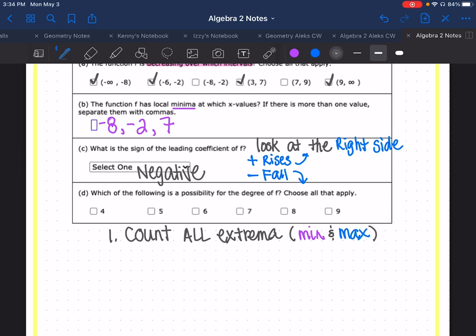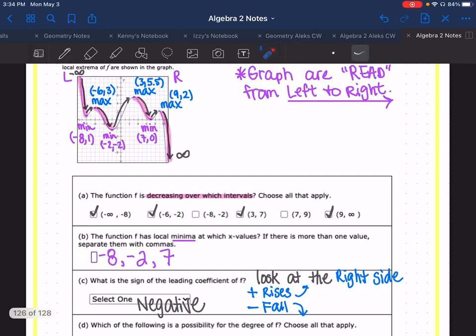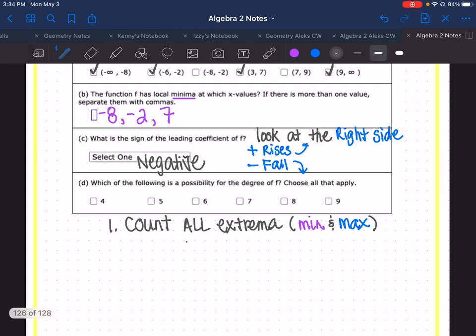Okay, so we're going to go back up to the top and count them. I have 1, 2, 3, 4, 5, 6. I have 6. We are always going to add 1 to that. You always must add 1 to that. And so my answer is 7.